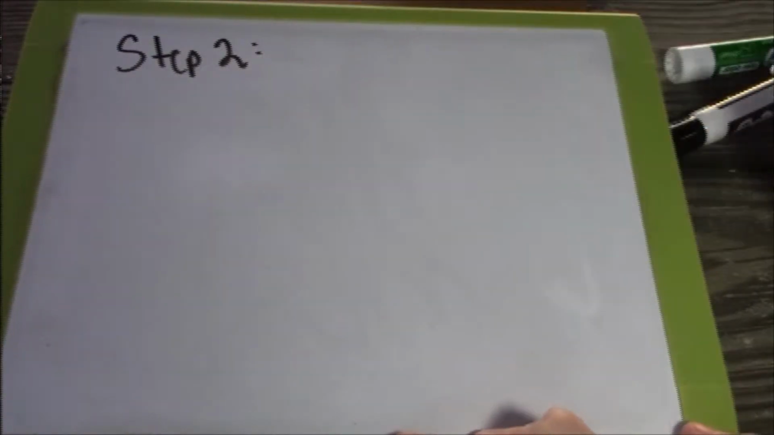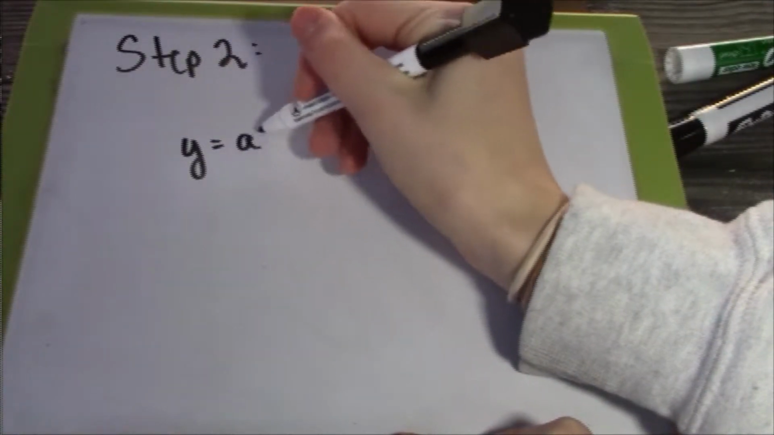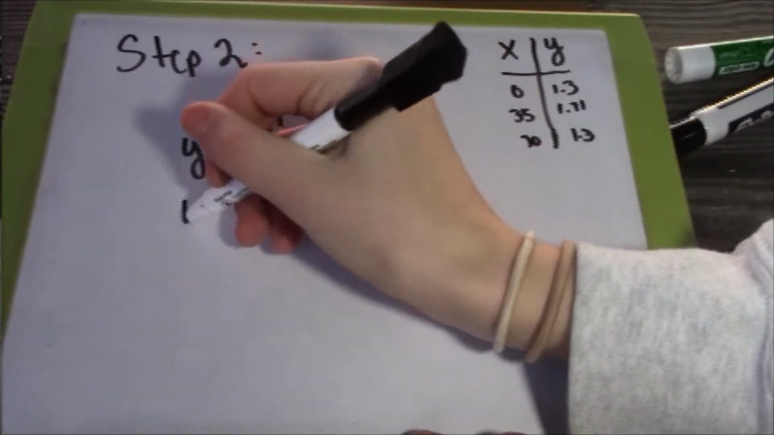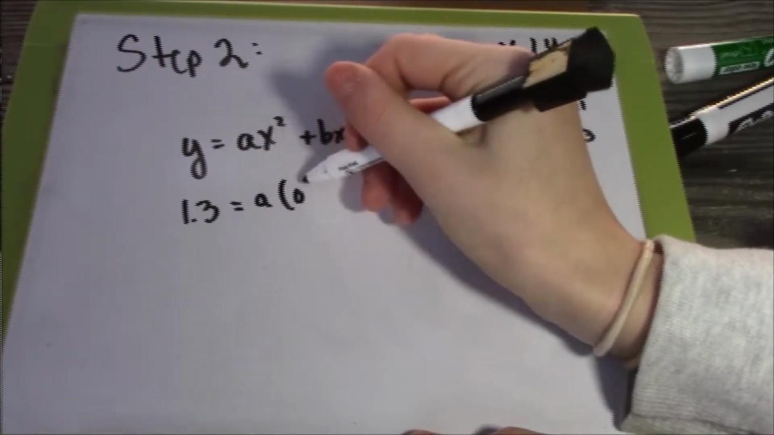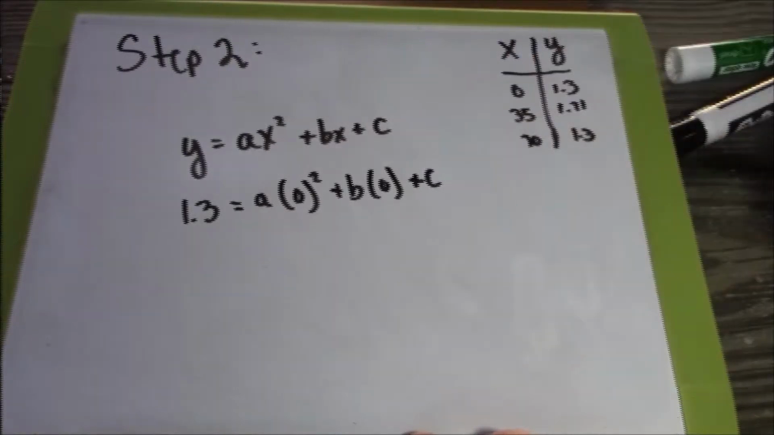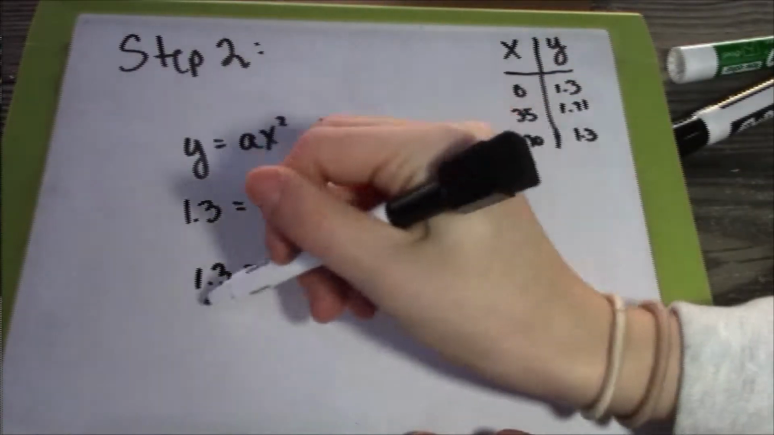The second step is to write the standard equation of a parabola. Plug in the first pair of x and y coordinates, 0, 1.3, into the quadratic equation to determine what c is. 1.3 equals c.